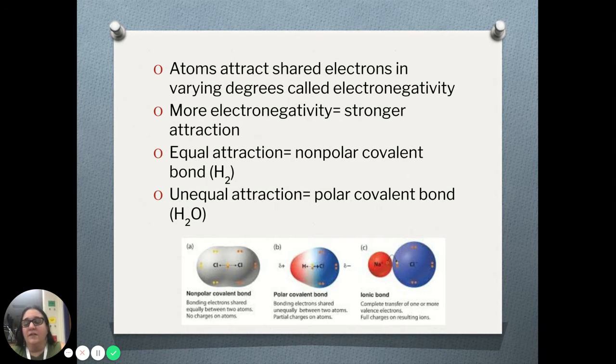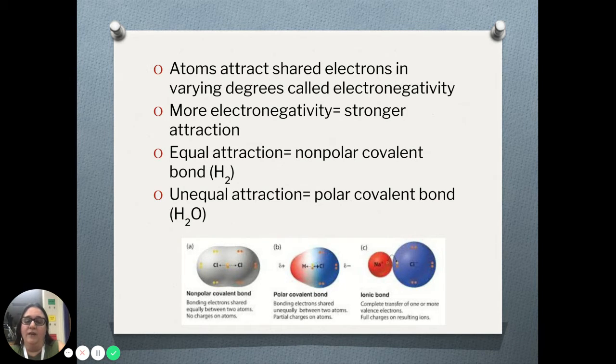So atoms sometimes will attract those shared electrons in varying degrees or different amounts, and that's called electronegativity. And so some atoms are more electronegative, and so they're going to have a stronger attraction. So think about it like they like those electrons. They want those electrons, so they're going to be pulled closer to those atoms.